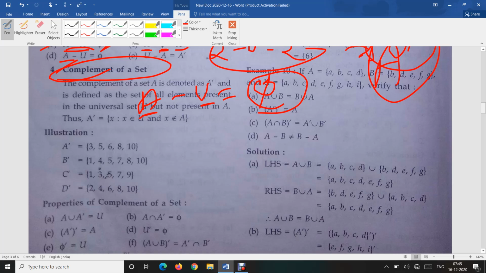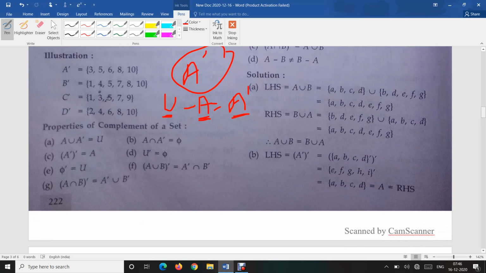Okay, so the complement of set A is denoted by A dash. This means complement of set A, and is defined as the set of all elements present in the universal set U but not present in A. That means U minus A is equal to A dash. If we subtract the elements of set A from the universal set, then it will be equal to the complement of that set. Here are some properties of complement sets.